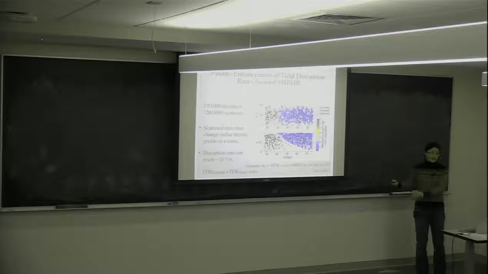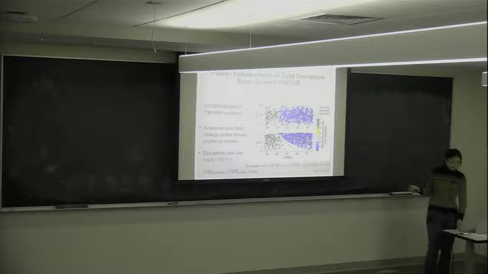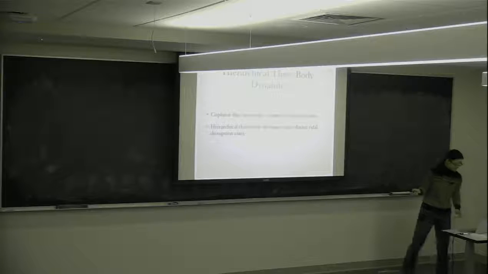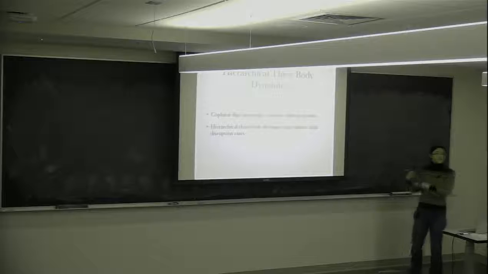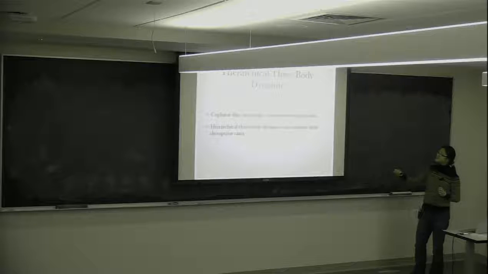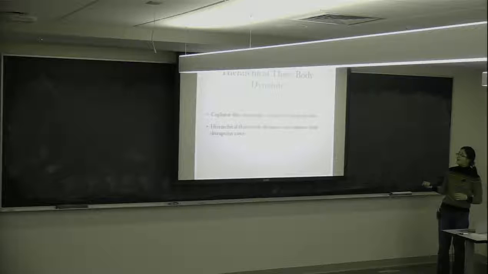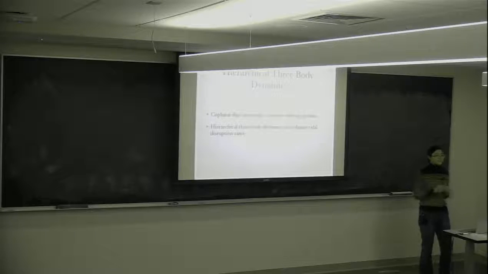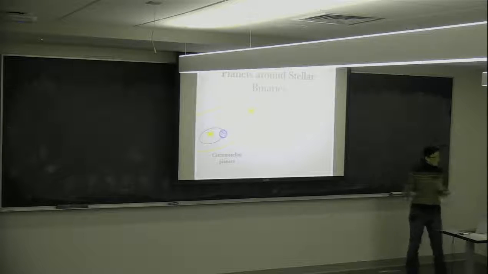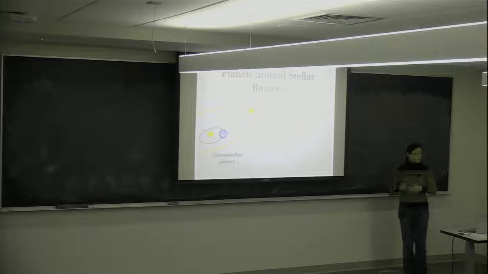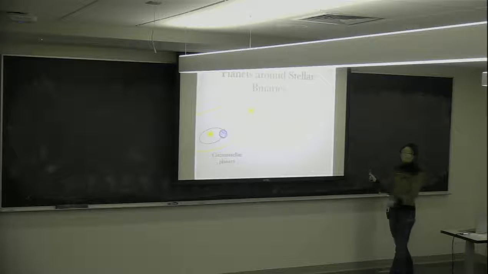And this is an order of magnitude larger than for the stars around a single supermassive black hole. So for the theoretical three-body dynamics, we've seen that coplanar flip can produce counter-orbiting systems, and the theoretical three-body dynamics can also enhance the tidal disruption rates. For the next part, I'll discuss quickly the planets around stellar binaries in another configuration.